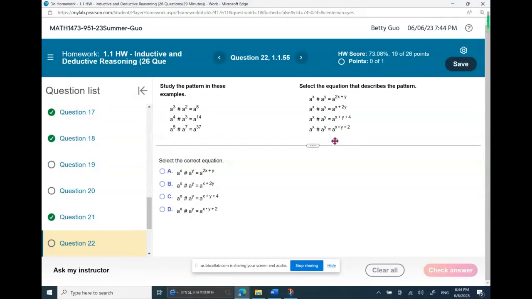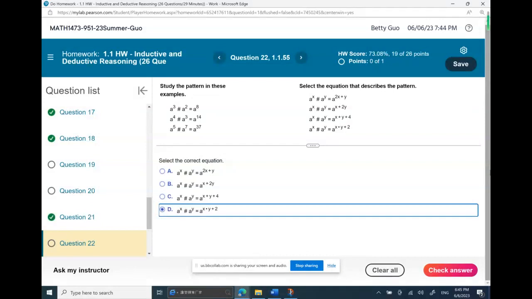The last one: multiply the two exponents and then add 2. Multiply 3 and 2, 6, plus 2 is 8. Multiply 4 and 3, 12, plus 2 is 14. Multiply 5 and 7, 35, plus 2 is 37. Yes, the last one is correct. It might take a little bit of time, but it's a very well designed problem.